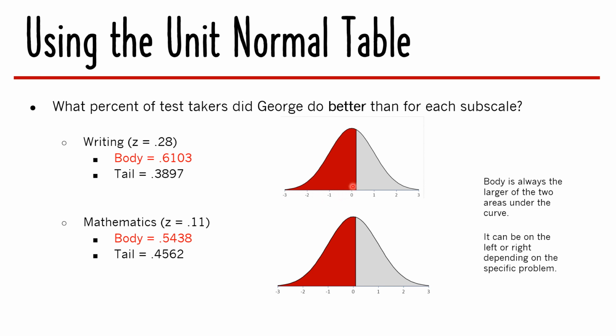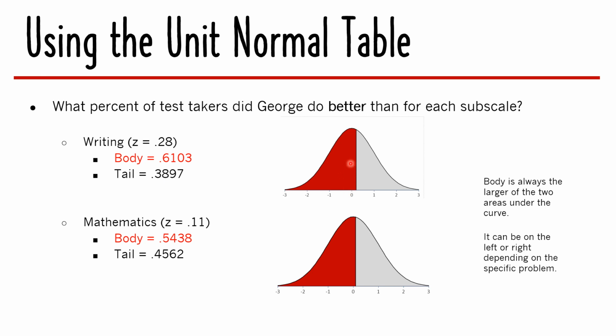In this case, if we want to know the percent of test takers that George did better than, we want to know what's this red section, right? This is the percentage of people he did better than. So this is the body. In this case, I got 0.6103 from the table. Whereas on the mathematics test, his z-score is 0.11. And if I look that up in the z-table, I get a body of 0.5438, or he did better than 54.38% of people on the math test.